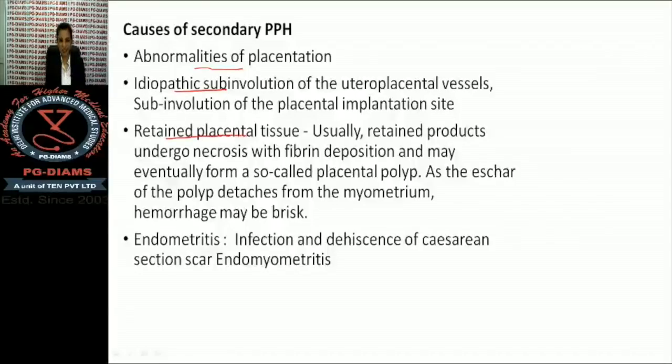Retained placental tissue. Williams says retained products may undergo necrosis with fibrin deposition and may form so-called placental polyp. As this polyp detaches gradually, this may lead to brisk hemorrhage. So this is a cause of secondary PPH. Endometritis, infection of the endometrium, infection and dehiscence, and even dehiscence of caesarean scar or endomyometritis, any kind of infection can cause secondary PPH.